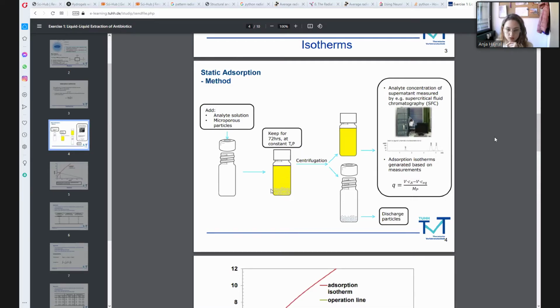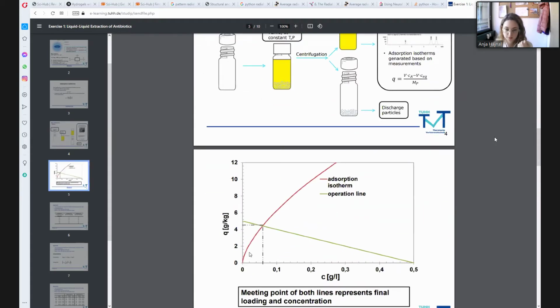So you bring the adsorber and your solution in contact, and you leave them for a very long time until you reach the equilibrium. This is why we call it an equilibrium line. And this is the maximum amount that you can adsorb, extract or remove from your solution. Then you simply measure what you have in the solution, calculate how much you have adsorbed, and you get the equilibrium line.